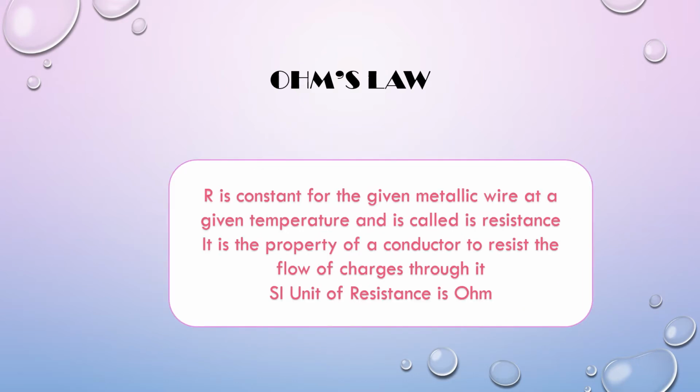R is a constant for a given metallic wire at a given temperature, and you call it resistance. The resistance is a property of a conductor to resist the flow of charges through it. Its SI unit is ohm.